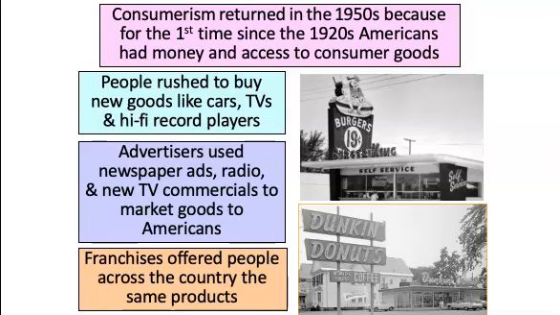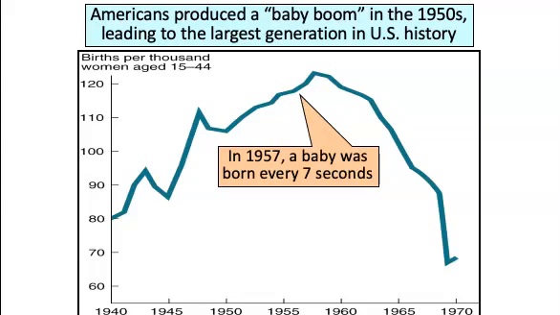In addition to this, Americans produced a baby boom in the 1950s, and this is the largest generation in U.S. history. Fun fact, you don't have to write it down though. 1957, a baby's born every 7 seconds in the United States. That's crazy. My parents were born in 1952 and 1953 respectively. Certainly part of this baby boom.